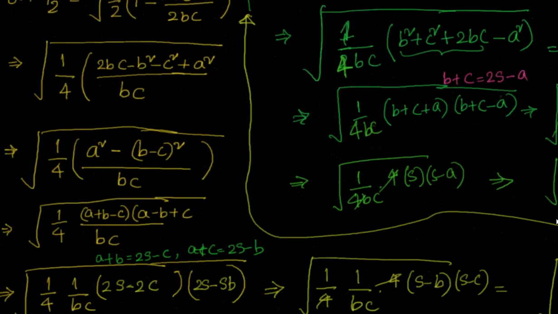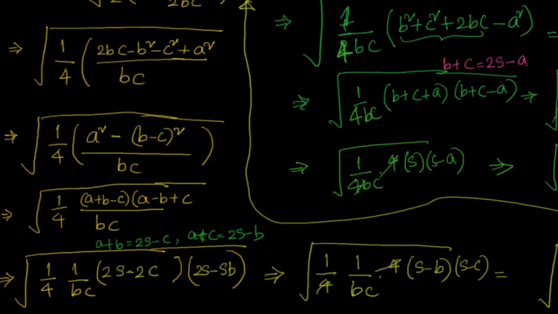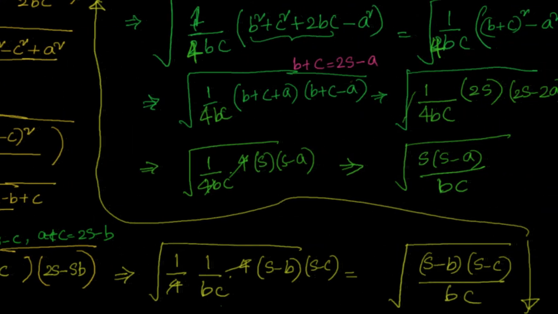We end up with sin A by 2 equal to, see here, if you want sin A by 2, you will not have A in this. This is S minus B into S minus C by BC. But if you want cos A by 2, you will have S and A, S into S minus A by BC. If you want A, you will have BC. So they follow a pattern. Now can you tell me what is sin B by 2? Sin B by 2 is S minus C into S minus A by CA. Similarly, cos B by 2 equal to S into S minus B by CA. Similarly, you can find out for all of them.